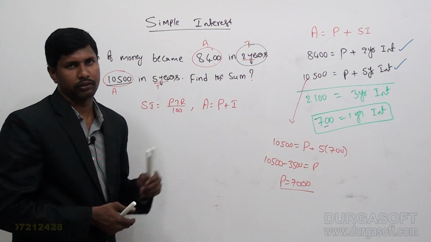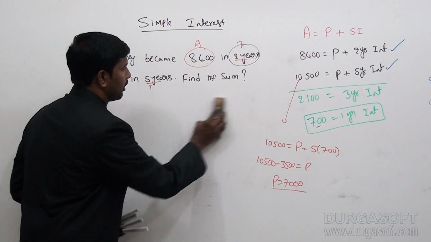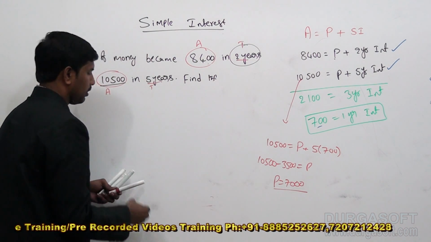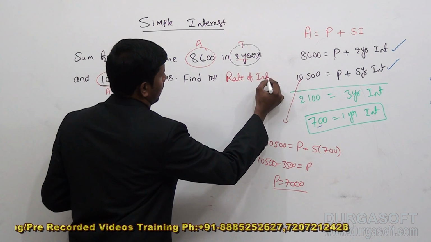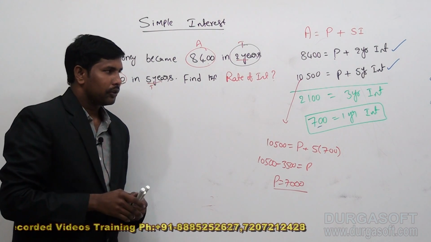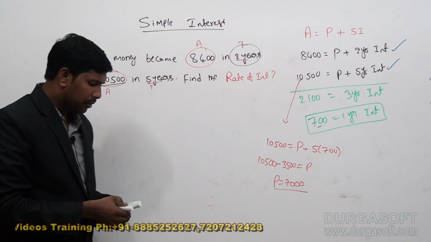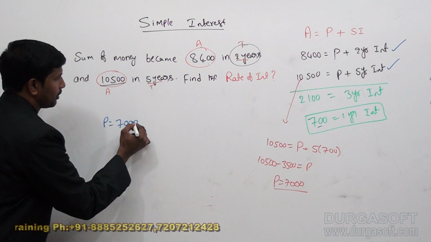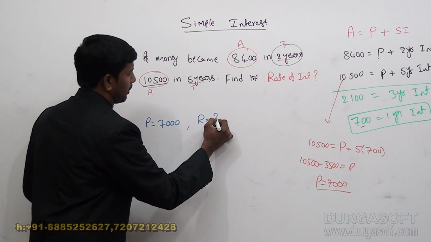Hope understood. Now sometimes instead of asking sum, if I want rate of interest, I want rate of interest. So then also you need to calculate the principal amount first of all. When you get the principal amount as 7000 rupees, now we want the rate of interest.